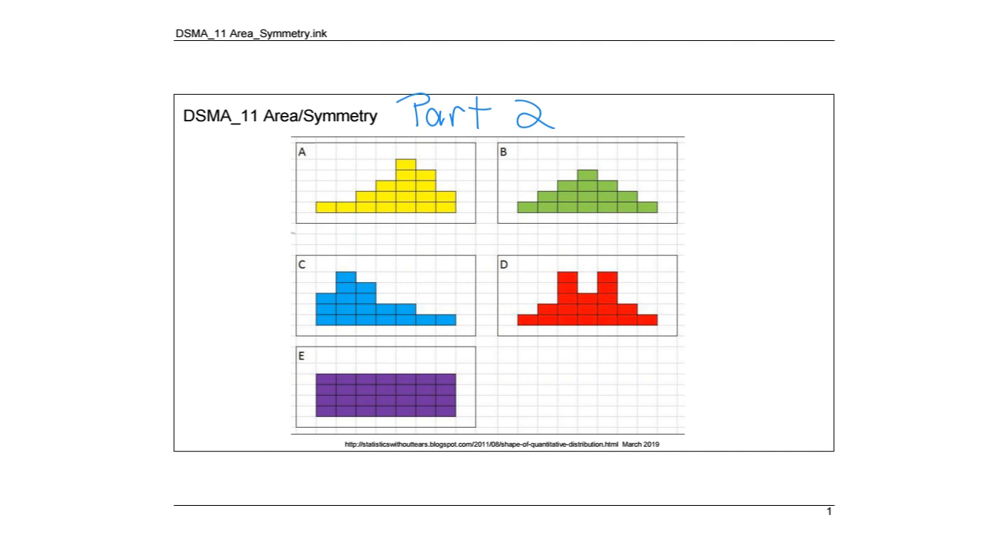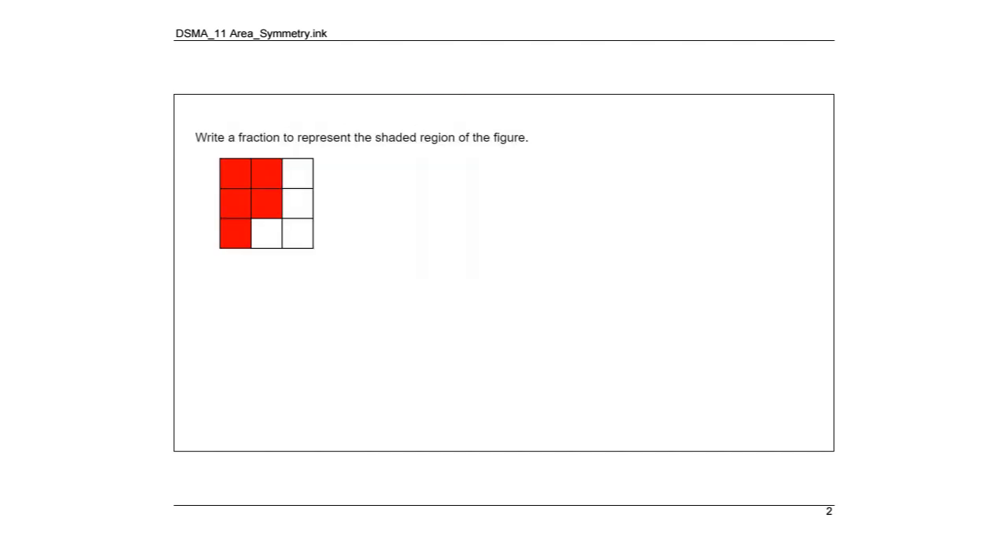D is symmetric as well. If you fold in the middle, the left and the right-hand sides are the same. E is symmetric as well, but A and C are skewed, and so they are not considered.